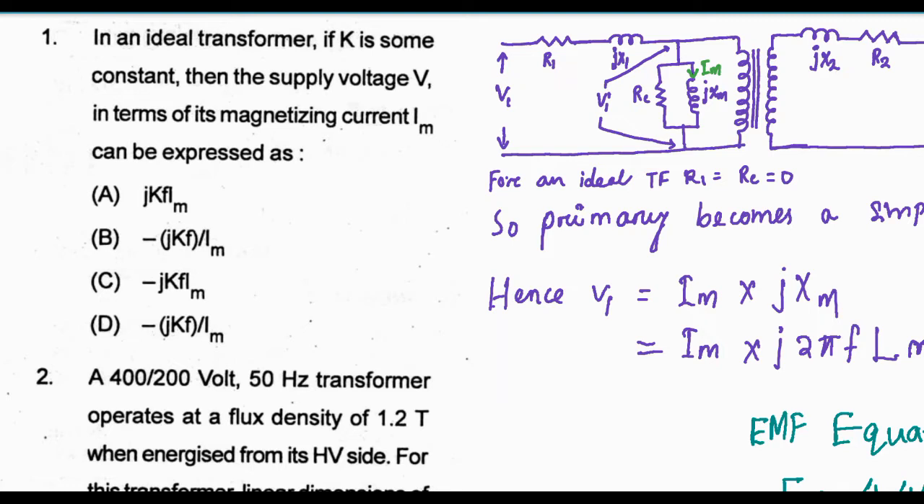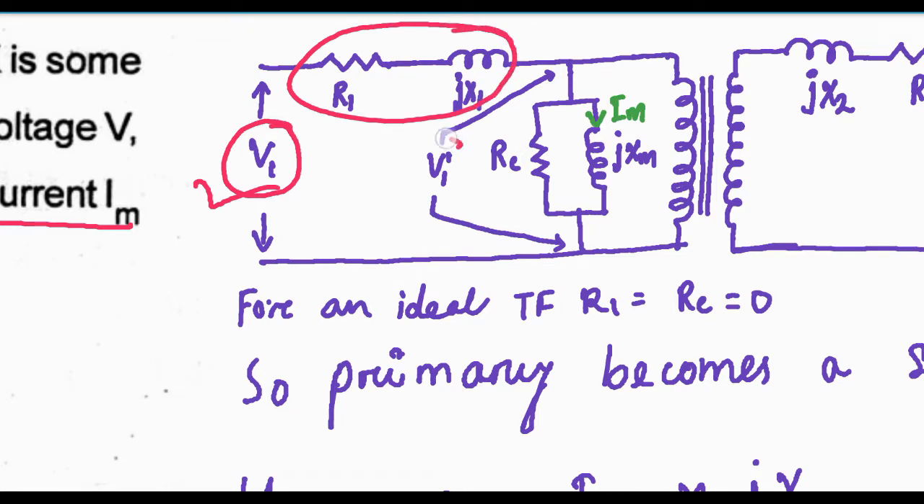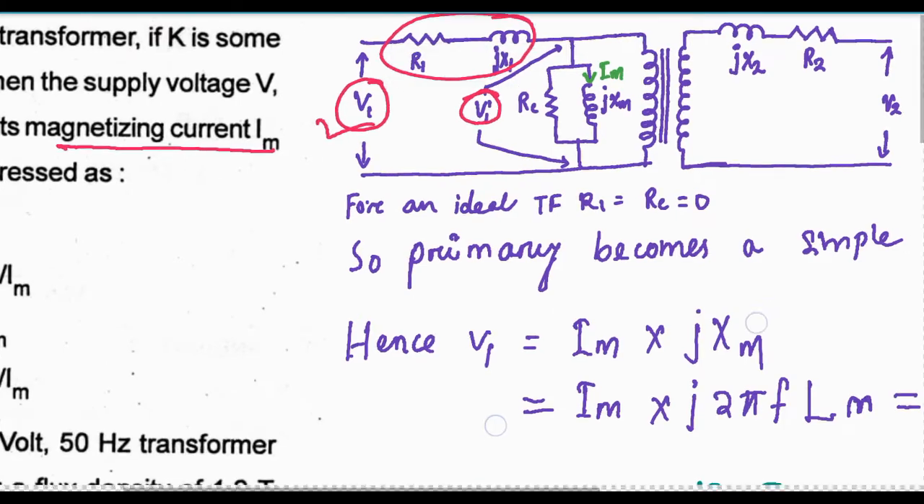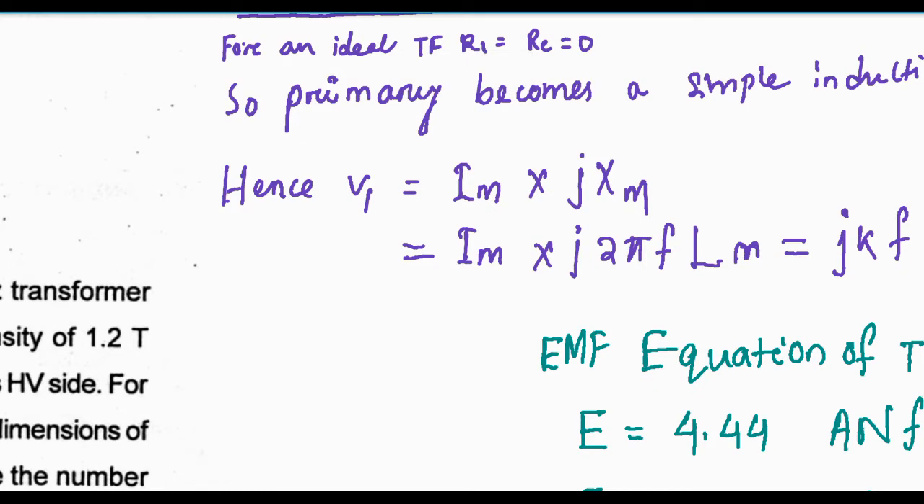So here Im is the magnetizing current. I have made here the equivalent circuit of a transformer, and we have to write V, that is terminal voltage, in terms of Im. So we can neglect this one, and we can write V1 prime in terms of Im. So what will be this one? This will be simply V1 is equal to Im into jXm, that is inductive reactance into the current through it.